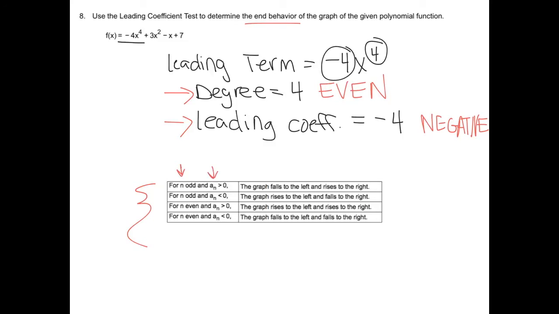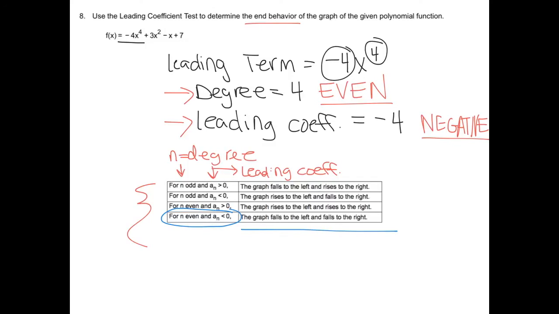It lists n and a sub n. Now n is going to be the degree, and a sub n is the leading coefficient. So we're looking for an even degree and a negative leading coefficient. Here I have n is even and a sub n is less than 0. Then we have an end behavior of the graph falls to the left and falls to the right. Since I do have an even degree and my leading coefficient is less than 0, I know that my graph falls to the left and falls to the right. This is my answer, and that is called my end behavior.